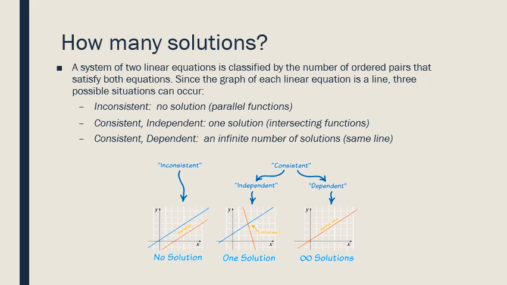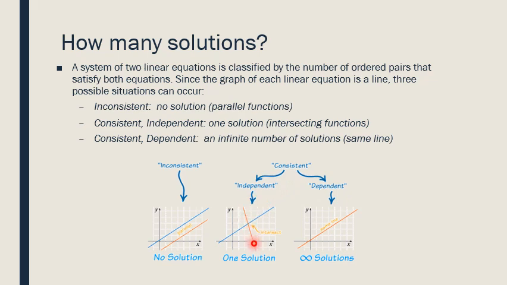So here you can see that we might have an inconsistent setup. I've got two lines graphed on the same graph, and you can see because the lines are parallel, there is going to be no solution. This is referred to as an inconsistent system of equations. They never coincide, so they're inconsistent.